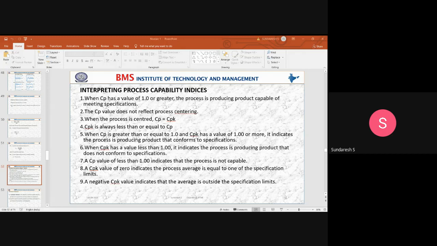Simple example: if you get ovality in the cylinder, or if you get ovality in the gear, or if you get ovality in the shaft, I think you can understand what is ovality. Am I right? Can you understand what is ovality?